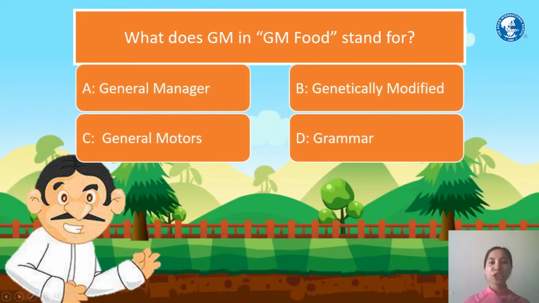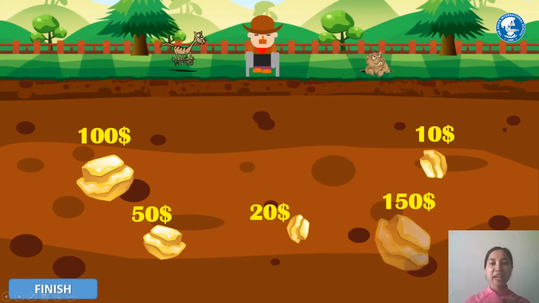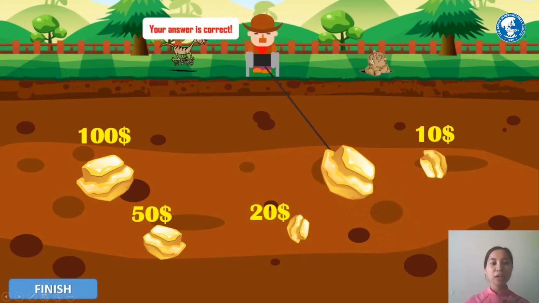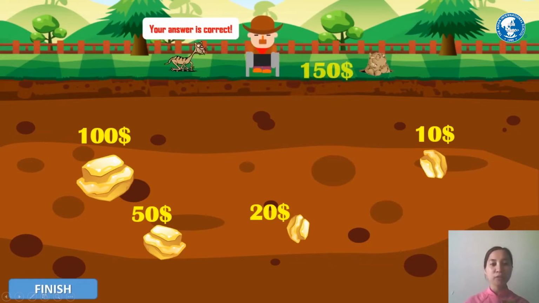What does GM in GM Food stand for? A. General Manager. B. Genetically modified. C. General Models. Or D. Grammar. GM food is obviously a special type of food produced from plants or animals whose DNA has been altered through genetic engineering. It is called genetically modified food. So, I choose B as the final answer. Bingo, I've got $150 now. For the next question, I'll choose the gold bar worth $100.